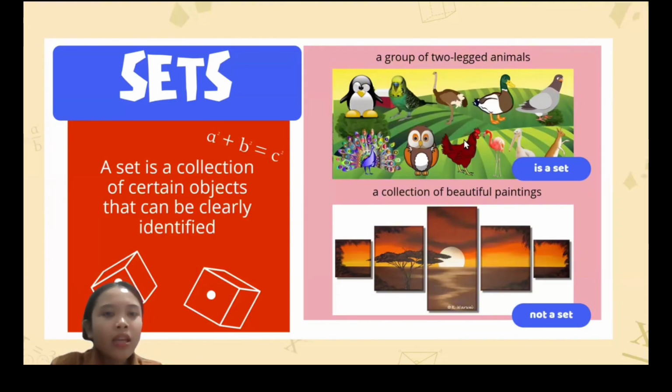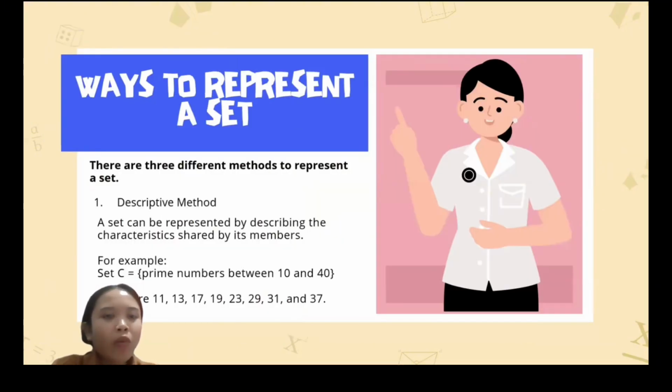Now, consider this example. It's a collection of beautiful paintings. Is this a set? The answer is no, because beautiful painting is subjective. For instance, I might think that a painting on this screen is beautiful, but others may not share the same opinion. In other words, a collection of beautiful paintings cannot be clearly defined. Alright, now we understand what a set is. Let's move on to how we can represent a set.